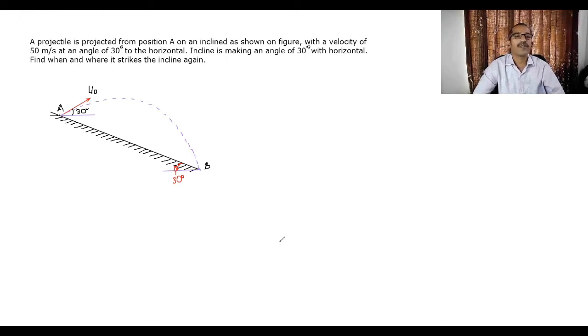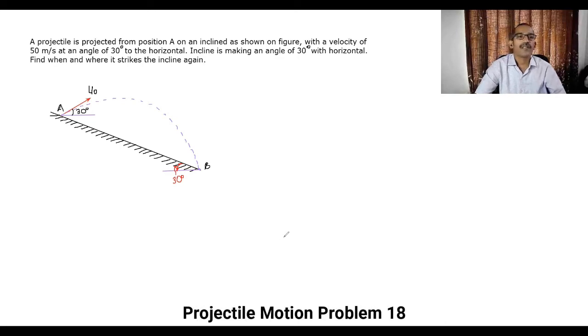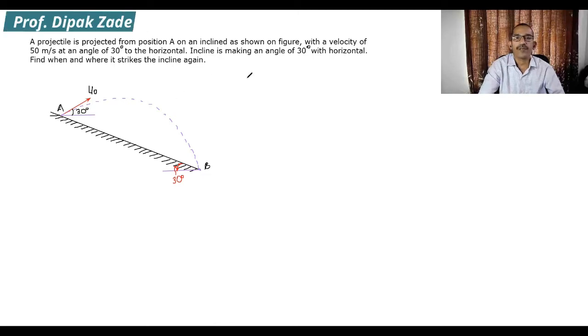Now, in this problem, what is given: a projectile is projected from position A. A is on an inclined plane, at the topmost location. From position A on an incline, as shown in the figure, it is projected with a velocity of 50 meter per second at an angle of 30 degree with horizontal. That means what is given is u0 and theta 0. The initial velocity of projection, u0, is equal to 50 meter per second, and the inclination of this velocity with horizontal, theta 0, is given as 30 degree.